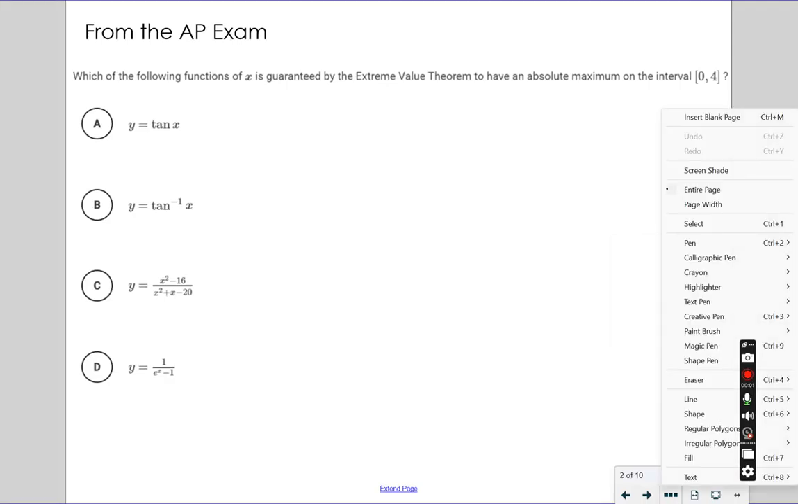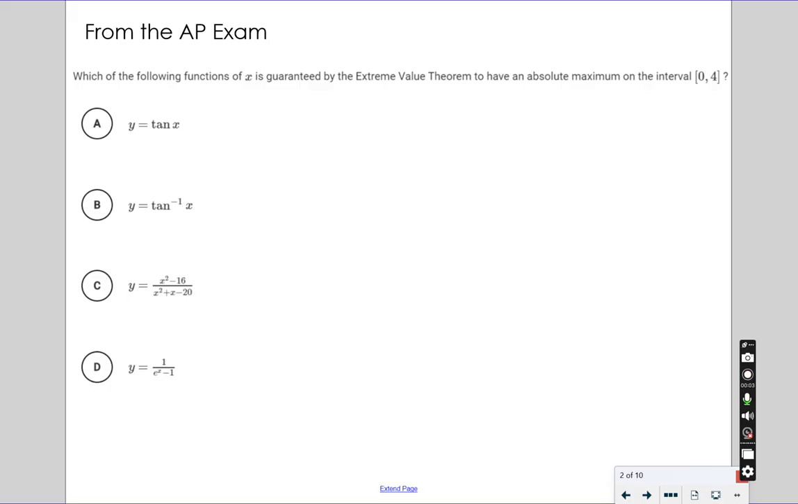To 4. So does anyone remember what two conditions have to be met for extreme value theorem to apply? Continuous and... what was the other one? Yes, closed interval. So did they give us a closed interval? Yeah, they said 0 to 4 with brackets. Okay, so now we just need to figure out which one of these is continuous.